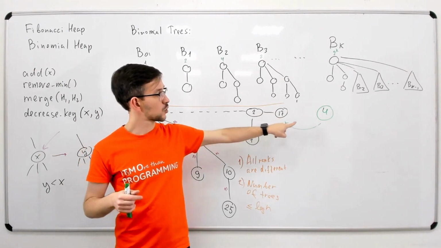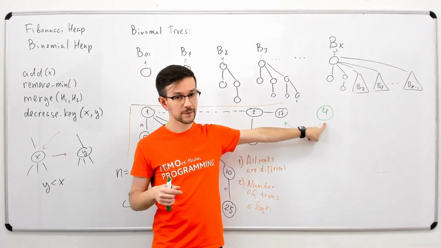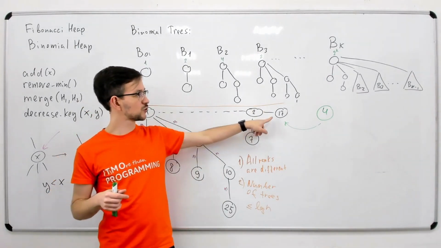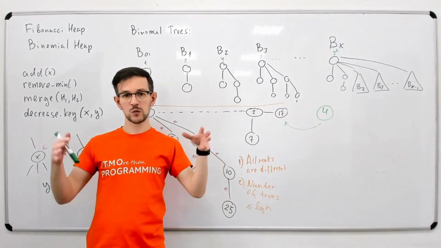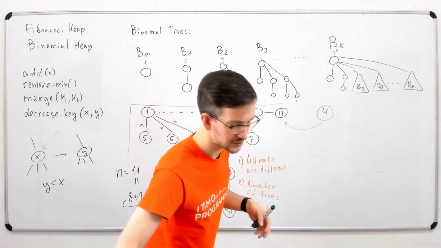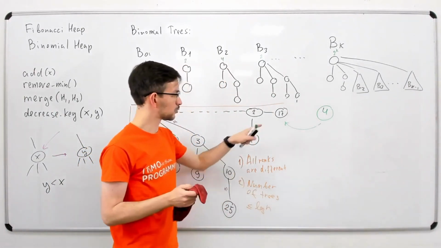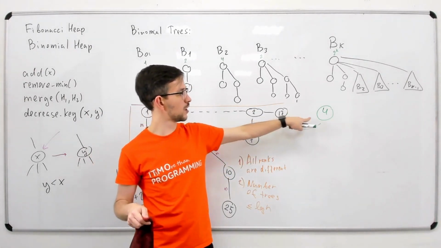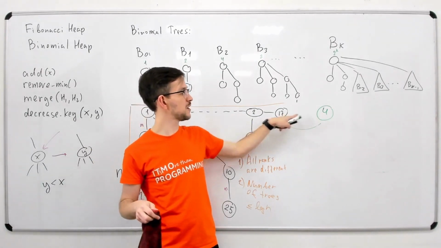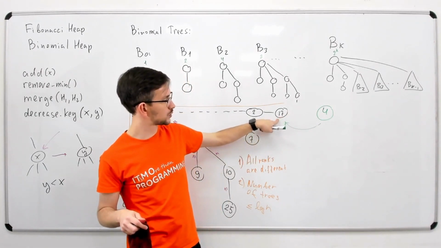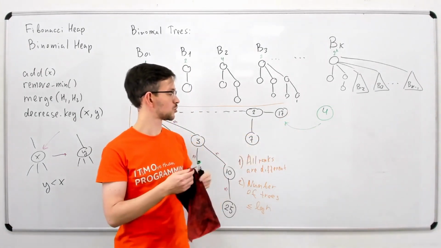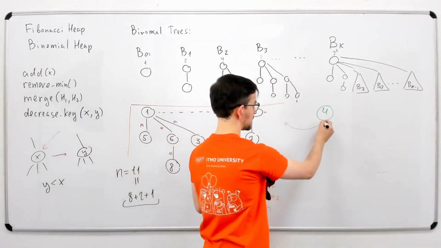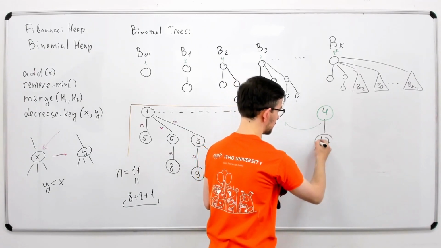So again, we have this tree of rank 1. We look at this minimal tree in our binomial heap. If it also has rank 1, then we merge these two trees into one big tree. So how to merge these two trees into one big tree? We look at the roots of these trees, take the minimal root, and put the other root as a child of this root. So we take this 17, remove it from here, and add it as a child of this 4.